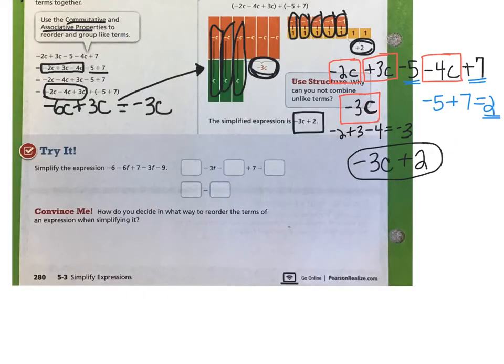Now let's take a look at the third expression. It says simplify the expression negative 6 minus 6f plus 7 minus 3f minus 9. I'm going to ignore the boxes over here on the right side for a moment. Don't cross them out, but just ignore them.